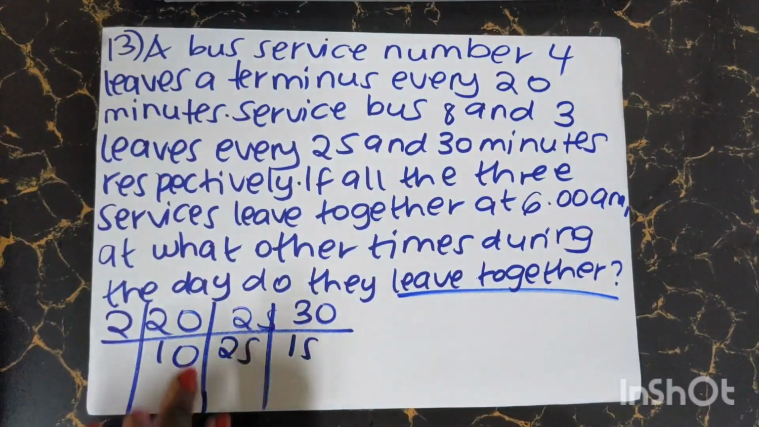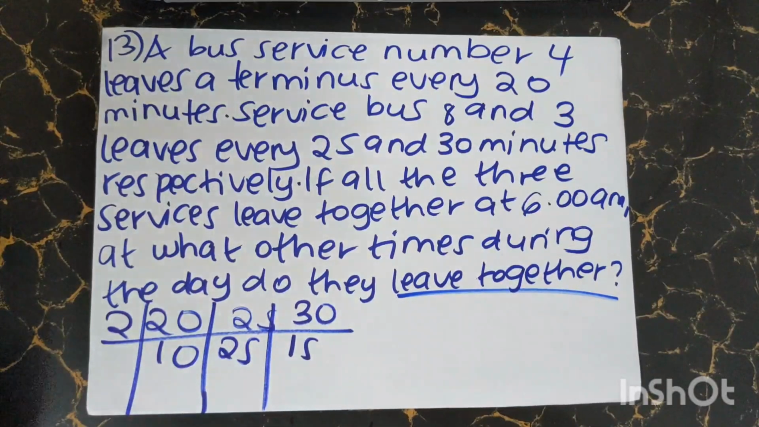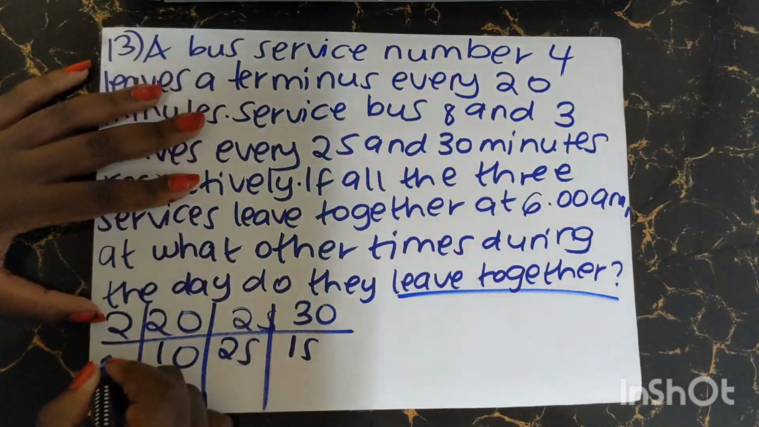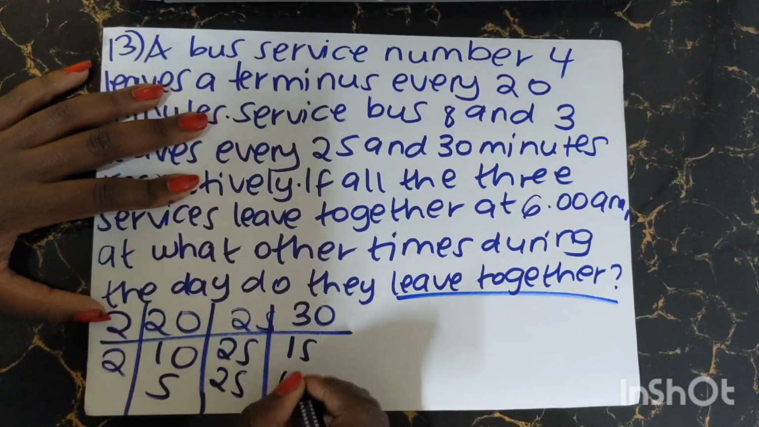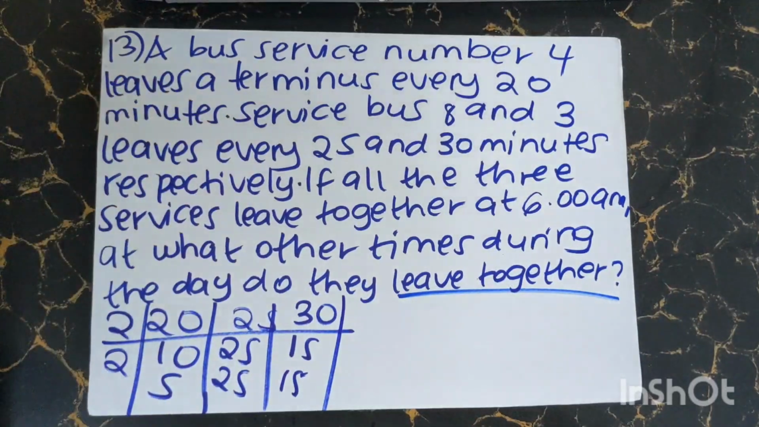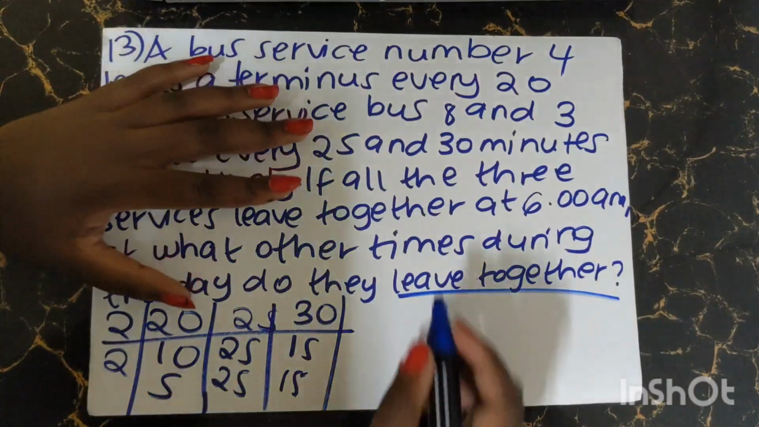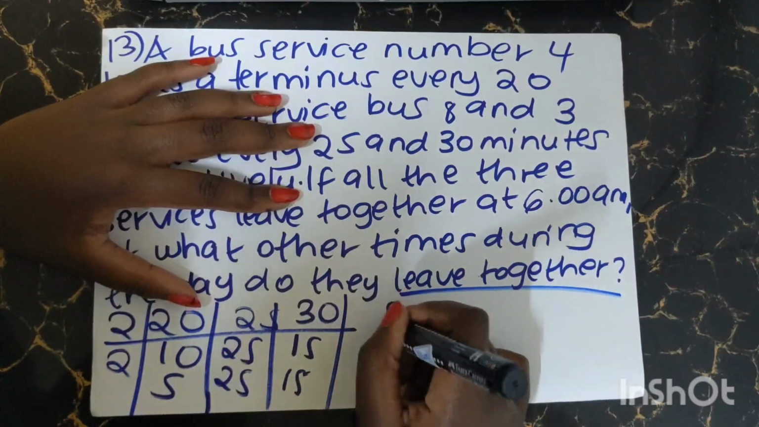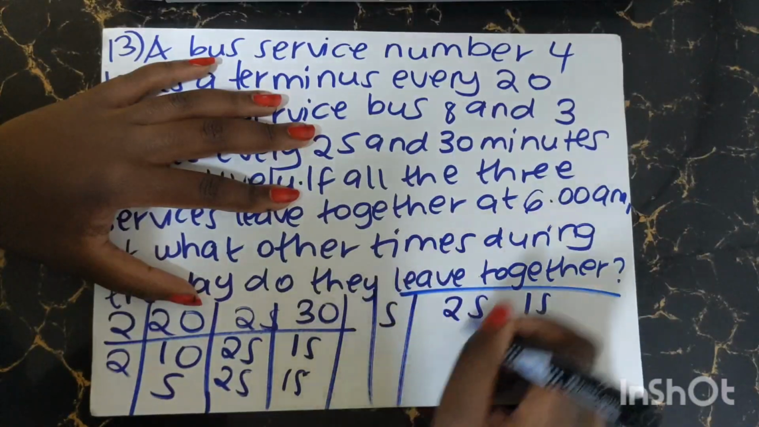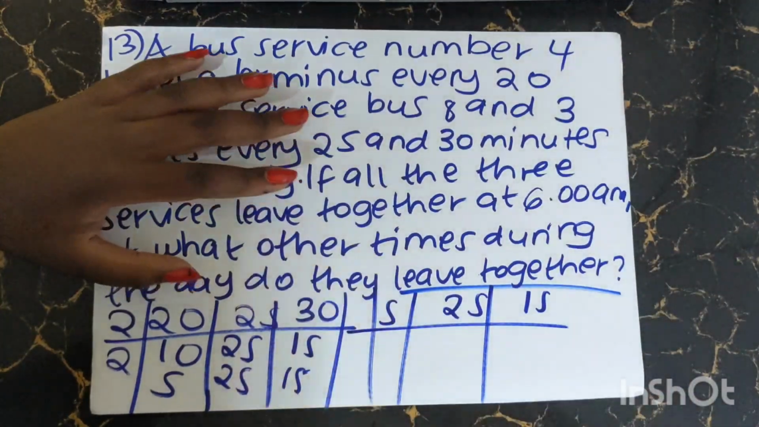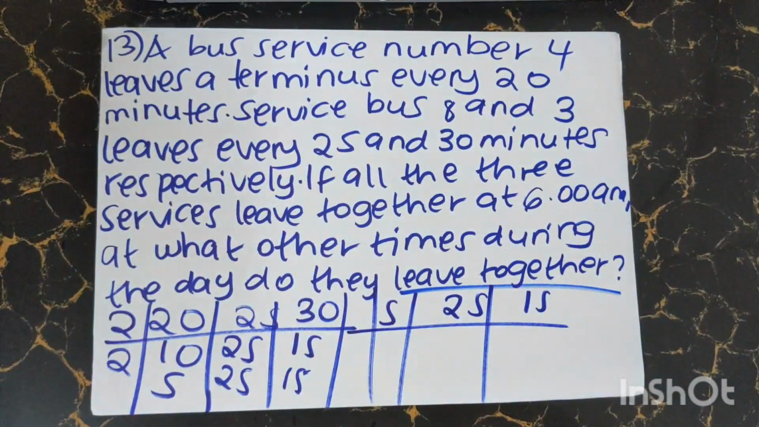Alright, so you continue. 10 is divisible by 2, so 10 divided by 2 is 5. 25 we'll drop, and 15 we'll drop because, as we've said, 25 and 15 are not divisible by 2. Alright, so let's continue. 5, 25, 15. Are there any numbers that are still divisible by 2? Absolutely not. So we'll go to the next prime number, which is 3.